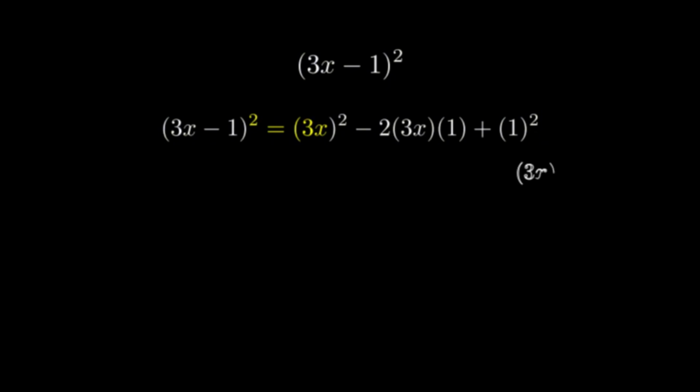Let's evaluate each term individually, starting with the first term, (3x)². When we square 3x, we get 9x² because we square both the coefficient and the variable. 3 squared is 9, and x² remains x².